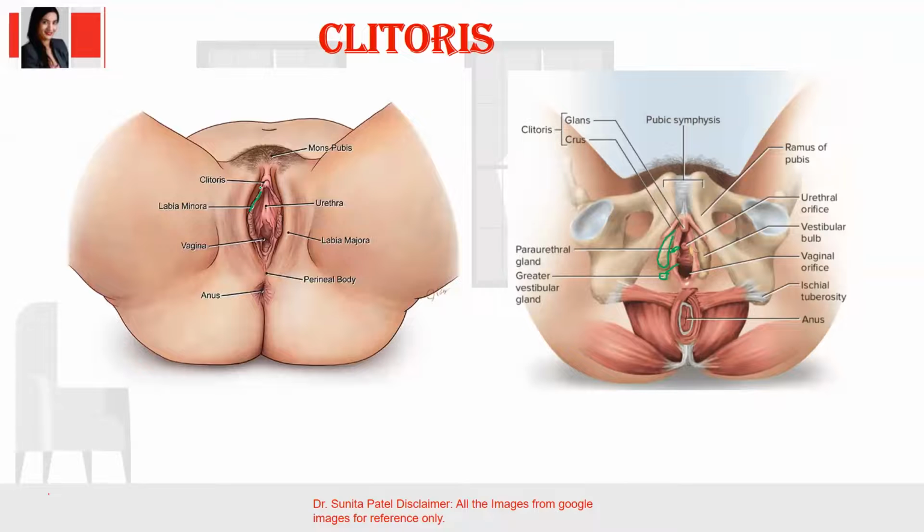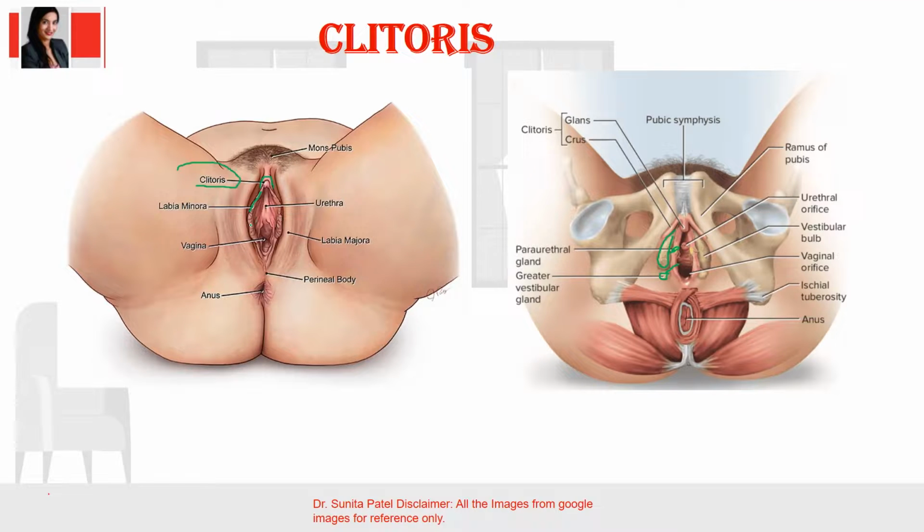So this is the female external genitals, and within the external genitals, this is the labia minora. On top of the labia minora is the clitoral hood, where the clitoris is lying. If you retract the hood, and during sexual arousal also, we can see the glans of the clitoris. It is written here "clitoris," but that is wrong. It should be the glans of the clitoris, not the clitoris.